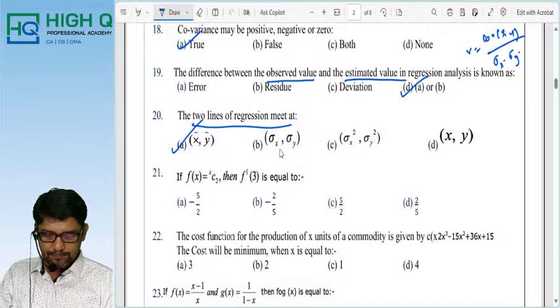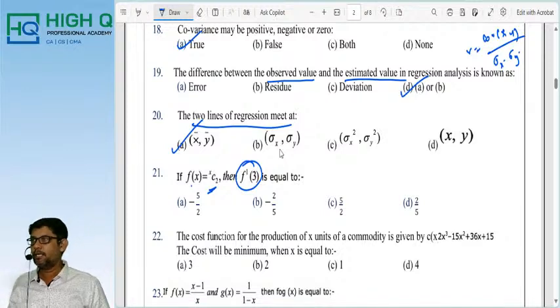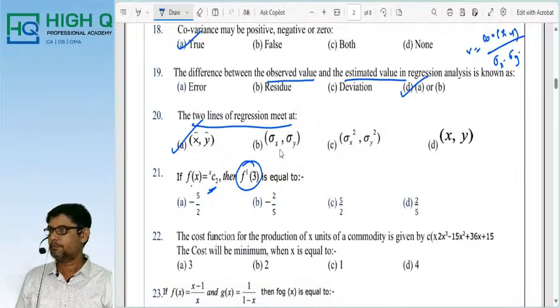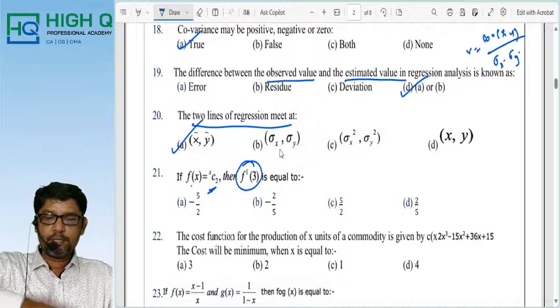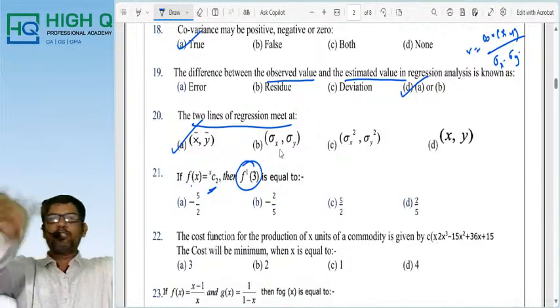Yes. F of X is XC2. Find F dash of 3. I am expecting an answer from mathematics students, and non-mathematics students, if you are not confident, don't touch. In this exam, if this type of question comes, and if you are not confident about this question or derivatives, don't touch, don't waste your time, go to the next question.